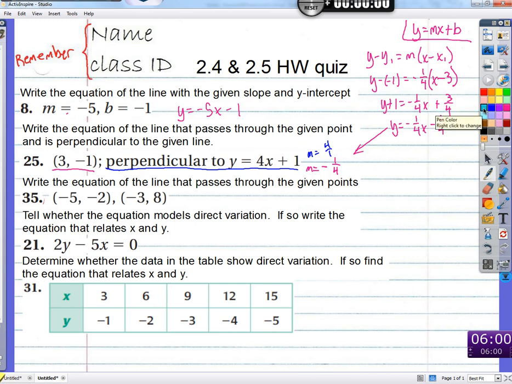Now, this might be where we ask what we can do with these 2 points. You use y2 minus y1 over x2 minus x1. It doesn't really matter which is the first point, which is the second. 8 minus negative 2 over, if you use 8 first, we use negative 3 first, negative 3 minus negative 5. 8 plus 2 is 10, over negative 3 plus 5 is 2, so 5. The slope is 5. Now that we got the slope is 5, now what can we do?